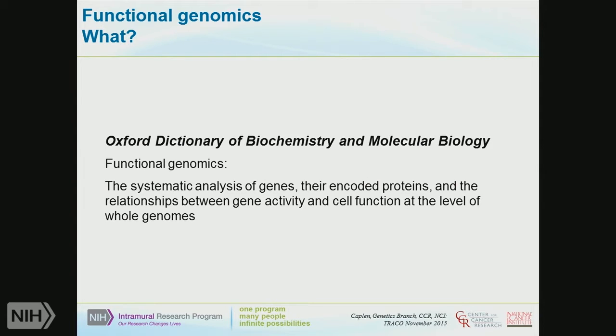So the Oxford Dictionary of Biochemistry and Molecular Biology defines functional genomics as the systematic analysis of genes, their encoded proteins, and the relationships between that gene activity and cell function at the level of whole genomes. Now, that in some cases can actually mean that you're looking at just one gene and then looking at how that's affecting an entire genome. Or, as you'll see at the very end, it could mean that you're doing systematic analysis across the entire genome. So it's sort of both ends of that. Most of you probably are doing some element of functional genomics, if you like. It just, in this case, is a mixture of scale and a mixture of how you're looking at the data.